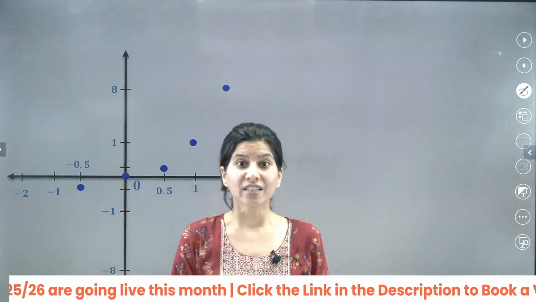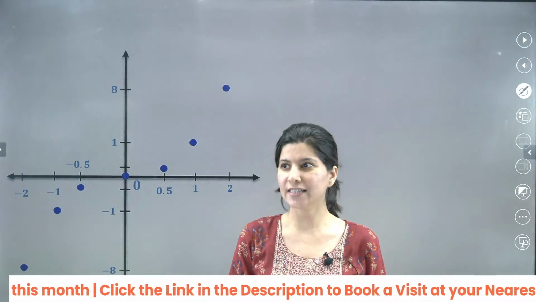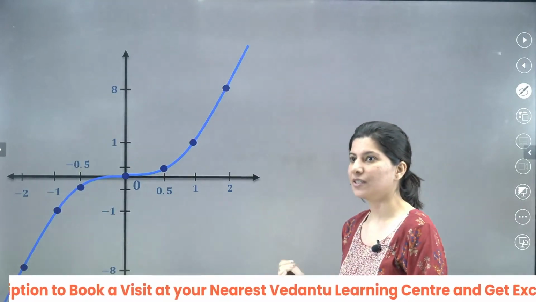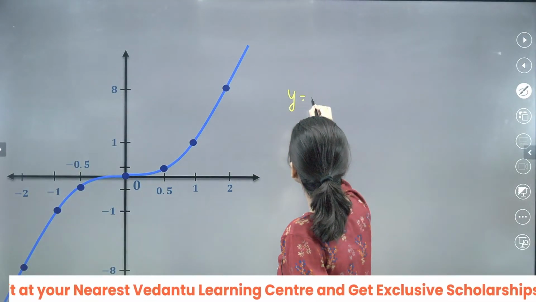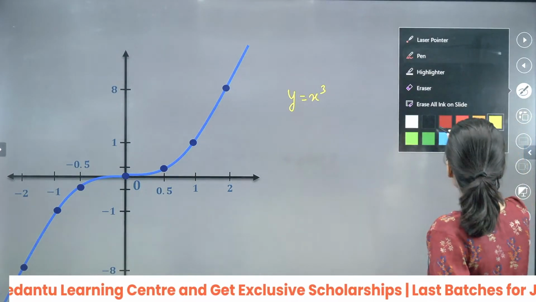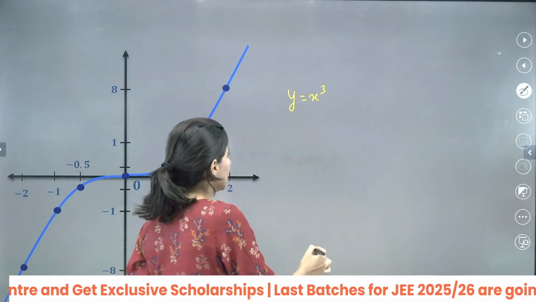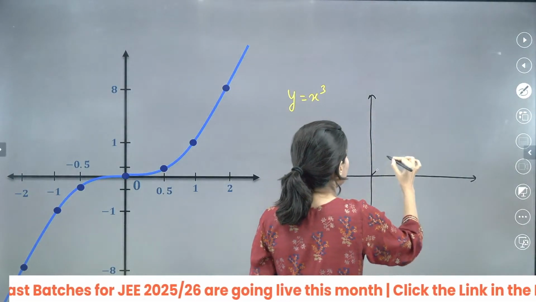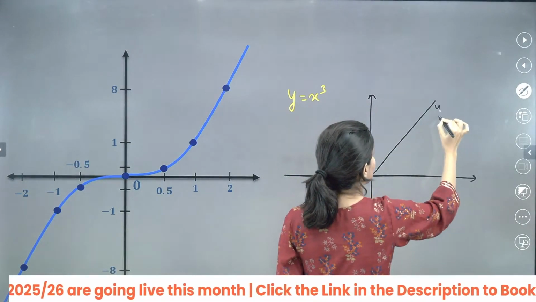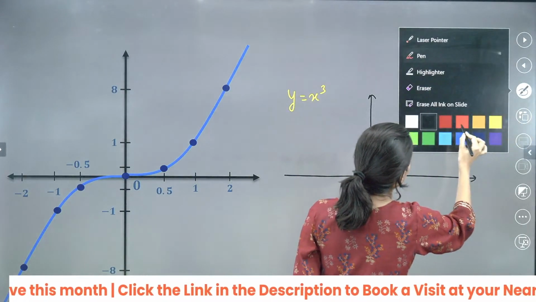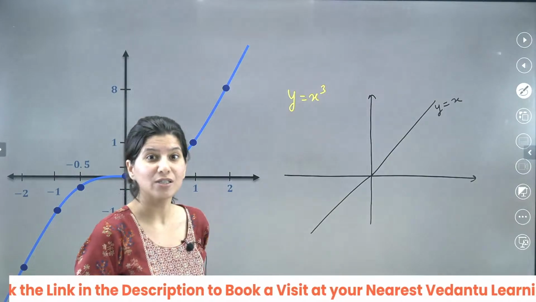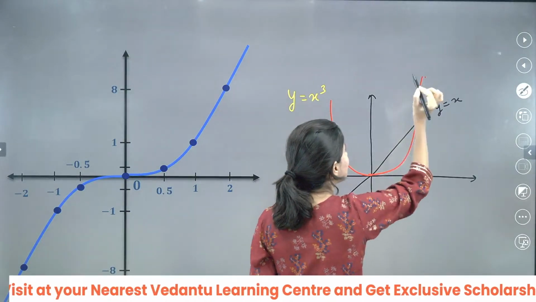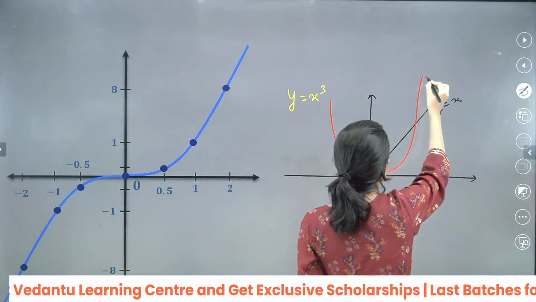Now let us talk about the cubic function x cube. So this is your graph of y equals x cube. Now let me draw multiple graphs. First I'm going to plot the graph of y equals x. Then I'm going to plot the graph of y equals x square. So y equals x, then x square will look like this. Easy till now. This is your x square.